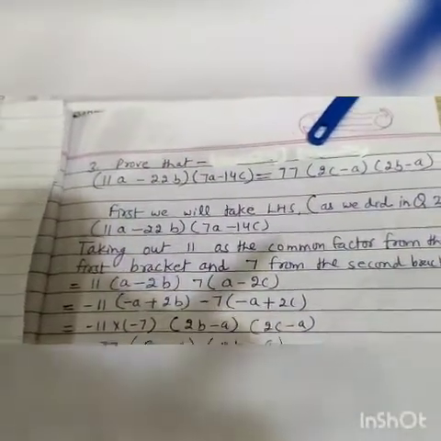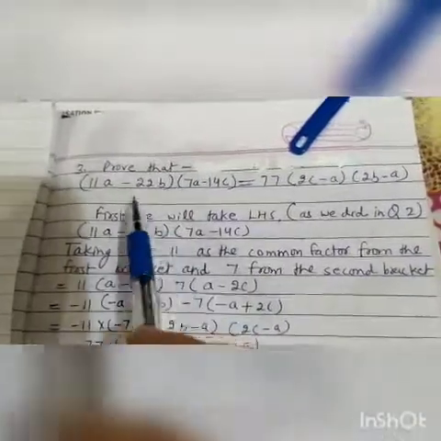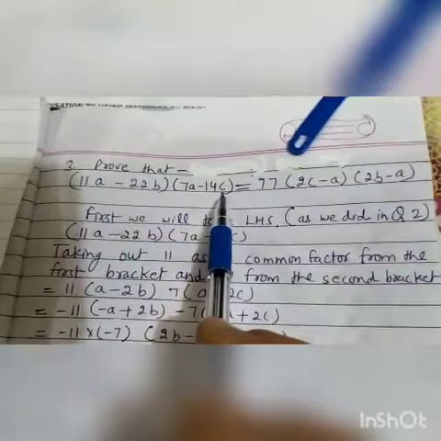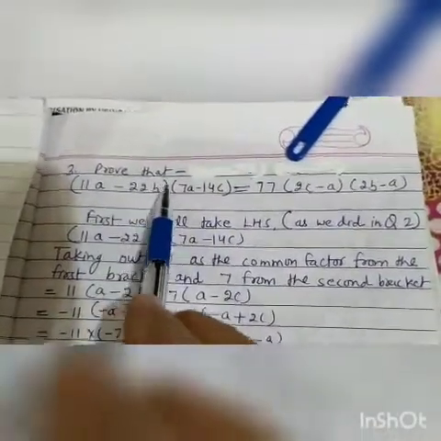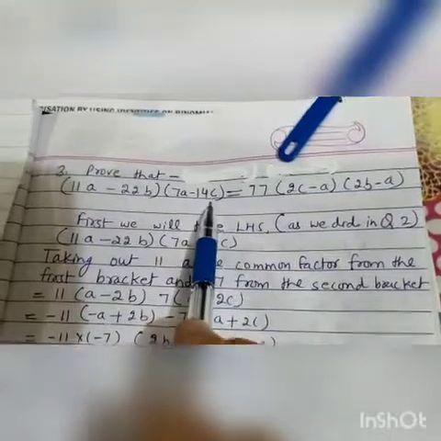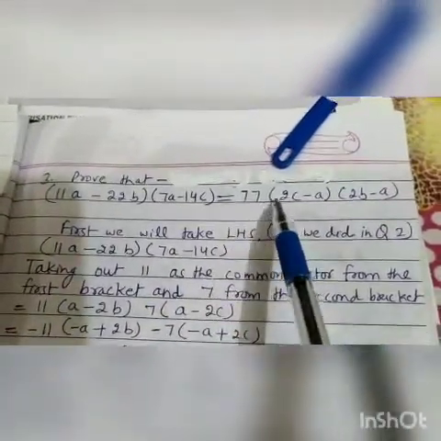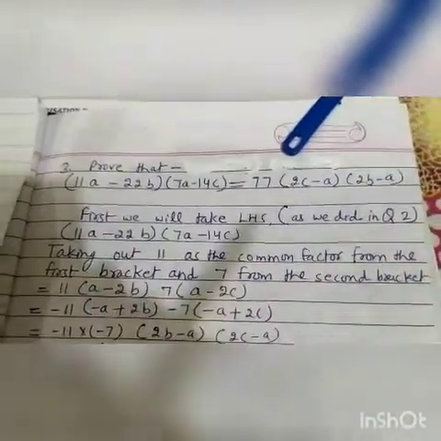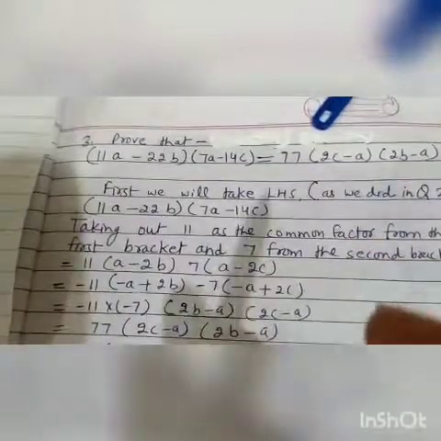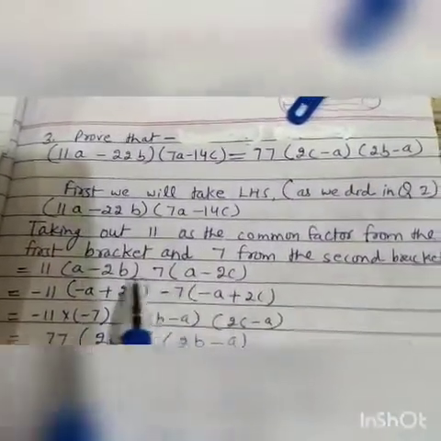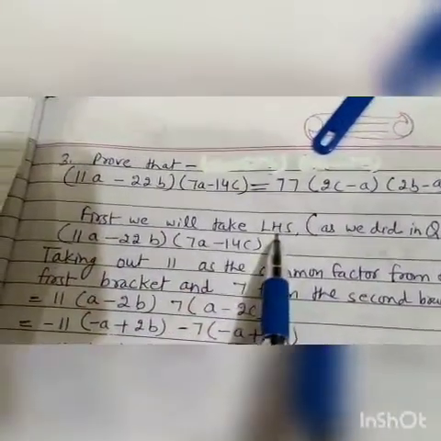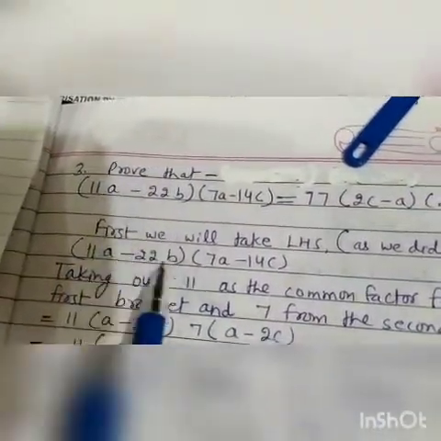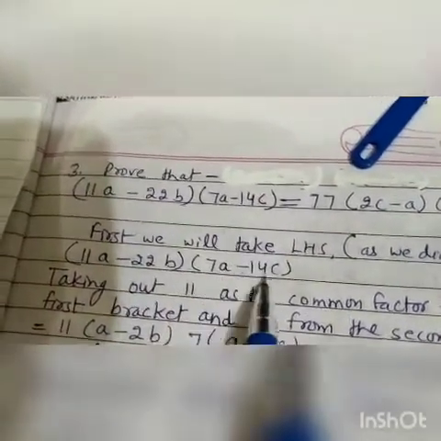Now come to third question, that is the last. Prove that (11a − 22b)(7a − 14c) = 77(2c − a)(2b − a). It is same as we have done just now in question number 2. First we will take left hand side as we did in question number 2. Left hand side is (11a − 22b)(7a − 14c).